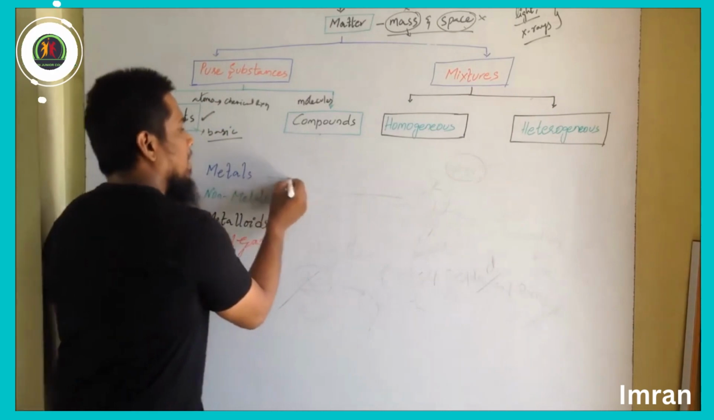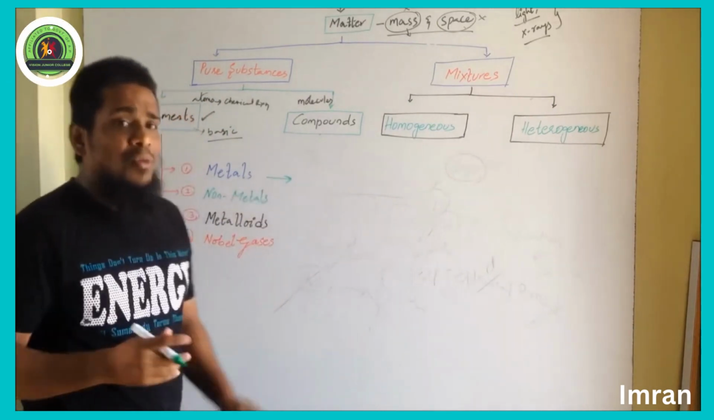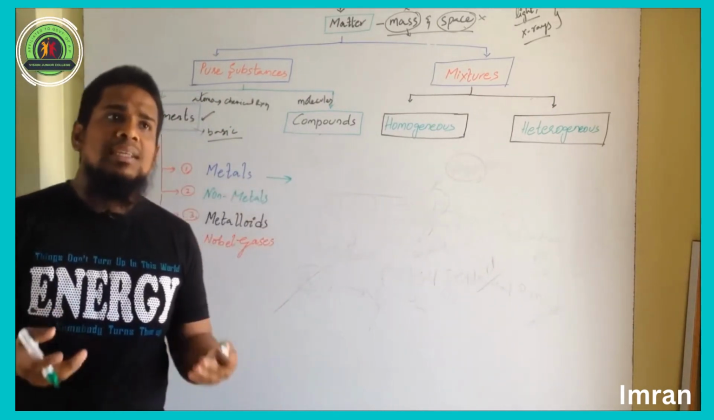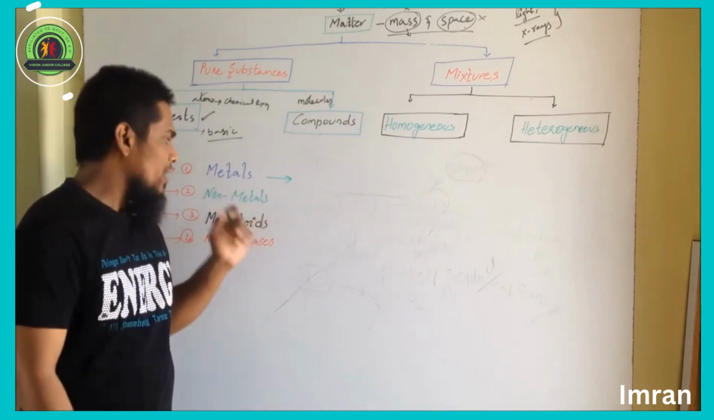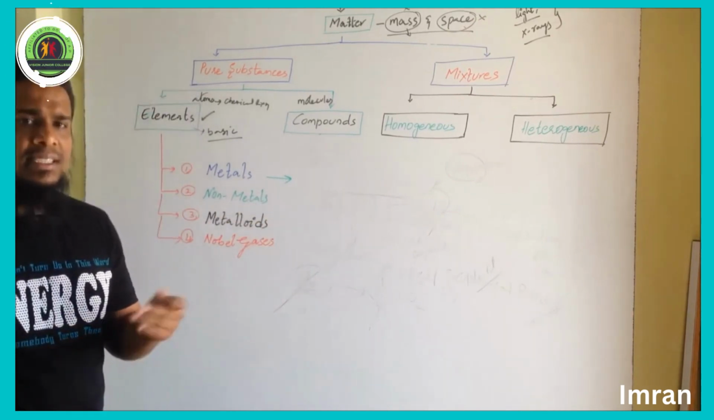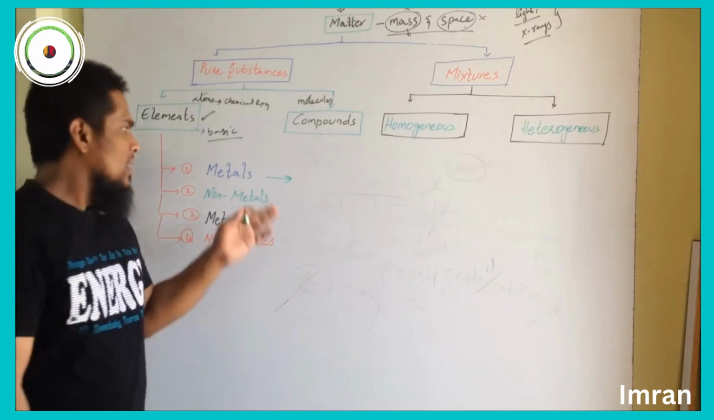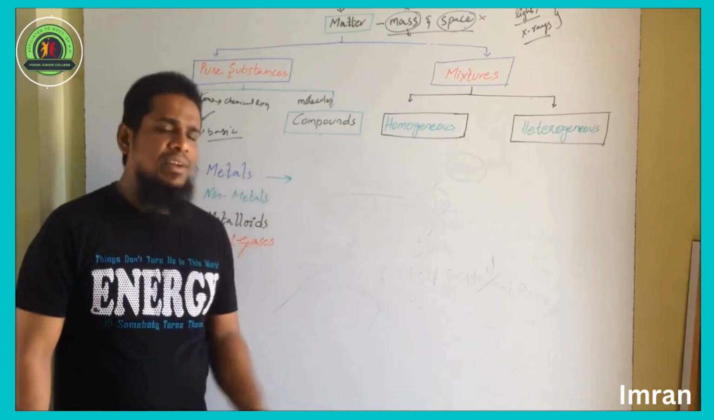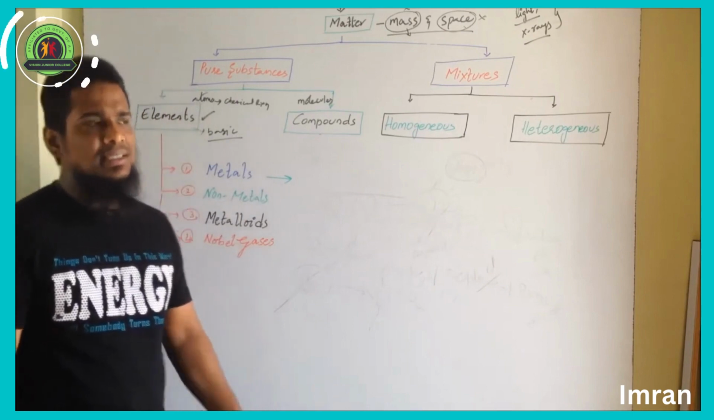Metals. On what basis can you call a substance a metal or non-metal, metalloid, or a noble gas? There are certain properties of substances basing on which one can call the given substance a metal.